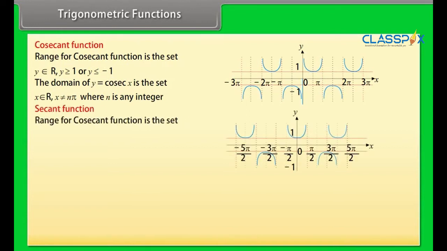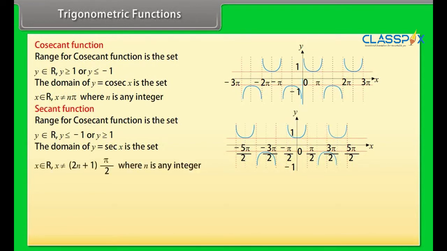Range for cosecant function is the set y belongs to real number, y less than or equal to -1 or y greater than or equal to 1. The domain of y equals sec of x is the set x belongs to real number, x not equal to (2n+1)π/2, where n is any integer.